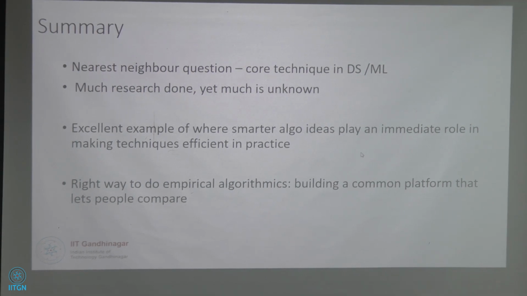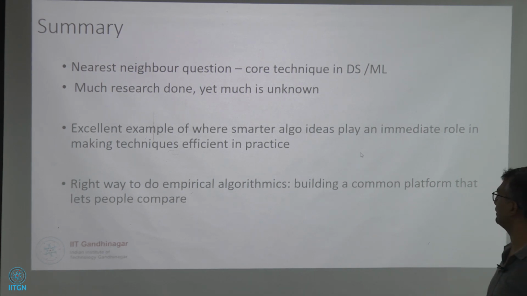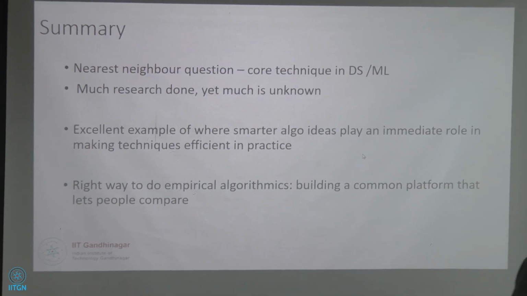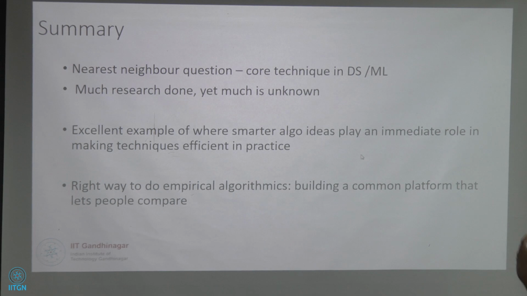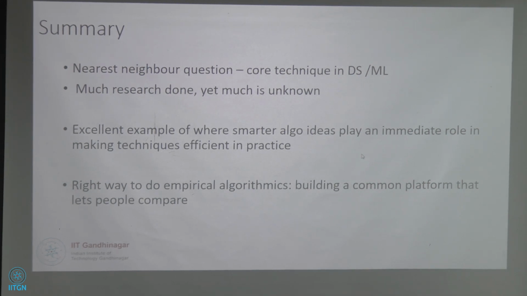Okay, so I won't drag it on. Sorry, I have exceeded my time limit. But the summary is that we handled this nearest neighbor question. This is one of the core techniques in data science and machine learning. Much research has been done, of course, but there are a huge amount of things that are unknown. We don't know how to do it in distributed settings, and so on and so forth. For non-Euclidean metrics, it's very hard.